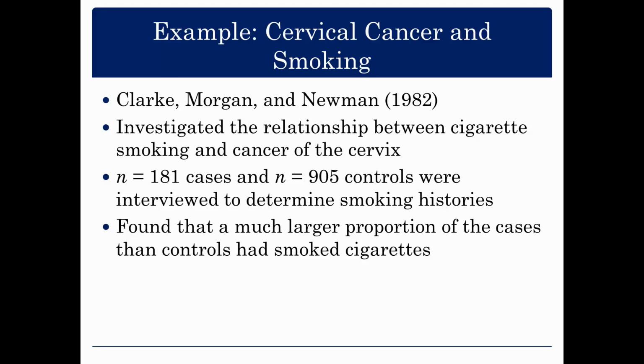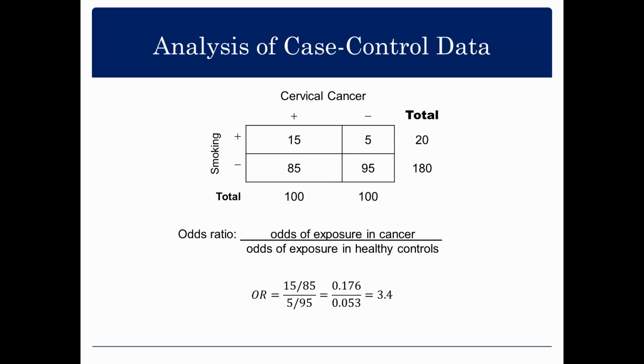What they ended up finding was that a much larger proportion of the cases than the controls had smoked cigarettes. I'm not reporting the real data from that study because they actually had it partitioned out by many, many other factors. But let's look at an example set of data that could be addressing the same question. We have 200 subjects in our study, 100 cases of cervical cancer and 100 healthy controls. And then we ask them about their smoking behaviors. We're going to classify them as having never smoked, which is the negative. So 180 of our 200 subjects had never smoked. Only 20 of them have ever smoked.